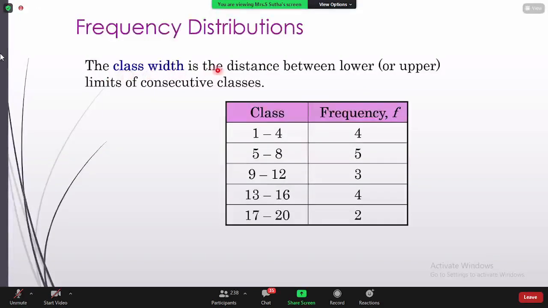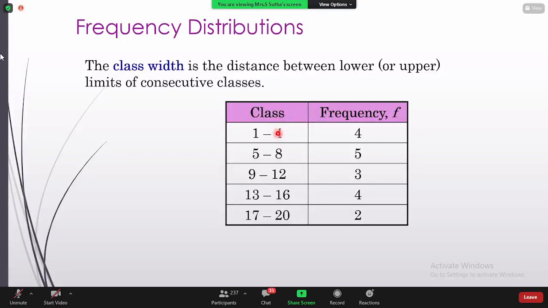The class width is the distance between the lower or upper limits of the consecutive classes. So these two are the consecutive classes. So we have to take the distance between the lower limits of the consecutive classes or upper limits of the consecutive classes. So if we are taking two classes, this is the 5 lower limit, this is the 1 lower limit of these two classes. 5 minus 1, 4, or 8 minus 4, 4.